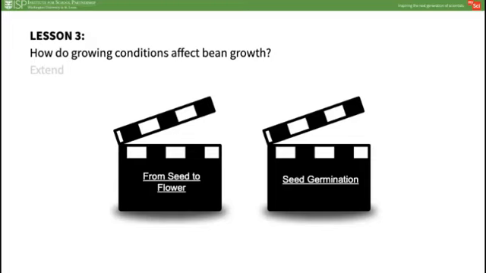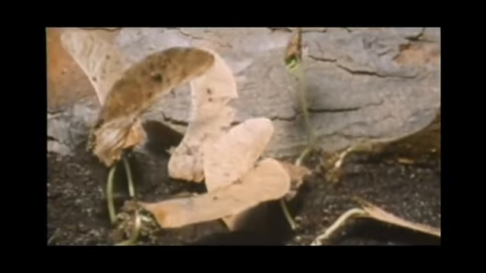The optional Extend activity will require access to a digital camera to do a simple time-lapse photography project with the beans. Refer to the curriculum for more information about this activity.